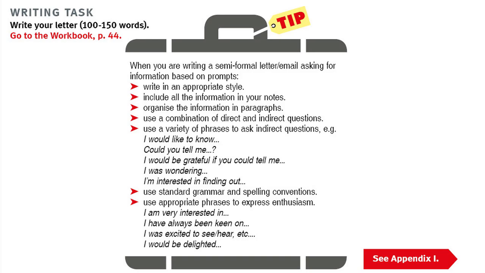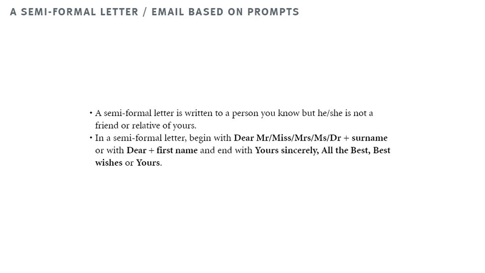When you are writing a semi-formal letter, email asking for information based on prompts, write in an appropriate style. Include all the information in your notes. Organize the information in paragraphs. Use a combination of direct and indirect questions. Use a variety of phrases to ask indirect questions, e.g., I would like to know. Could you tell me? I would be grateful if you could tell me. I was wondering. I'm interested in finding out. Use standard grammar and spelling conventions. Use appropriate phrases to express enthusiasm. I am very interested in. I have always been keen on. I was excited to see, hear, etc. I would love to.